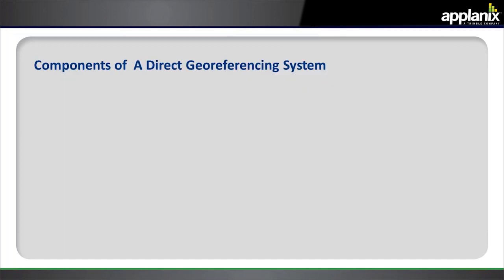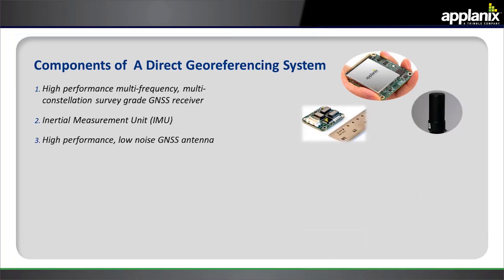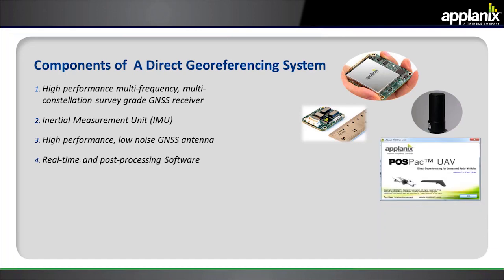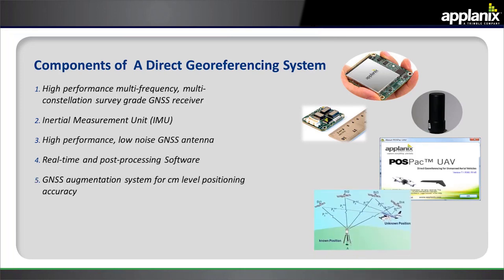So what are the components of a direct georeferencing system? Well, first you need a high-performance, multi-frequency, multi-constellation survey-grade receiver. You need an inertial measurement unit for computing orientation. You need a high-performance, low-noise GNSS antenna. And you need the algorithms. You need the real-time and post-processing software to blend all this together. But very importantly, you need a GNSS augmentation system to correct the errors down to that centimeter level positioning that you need to do the direct georeferencing.